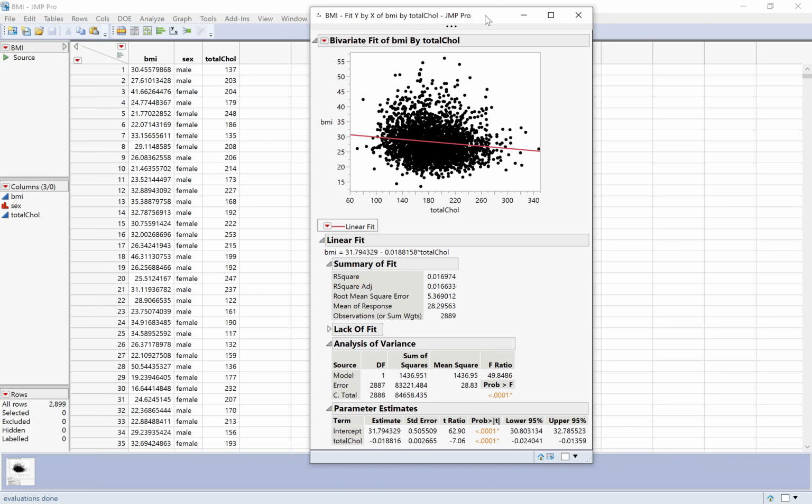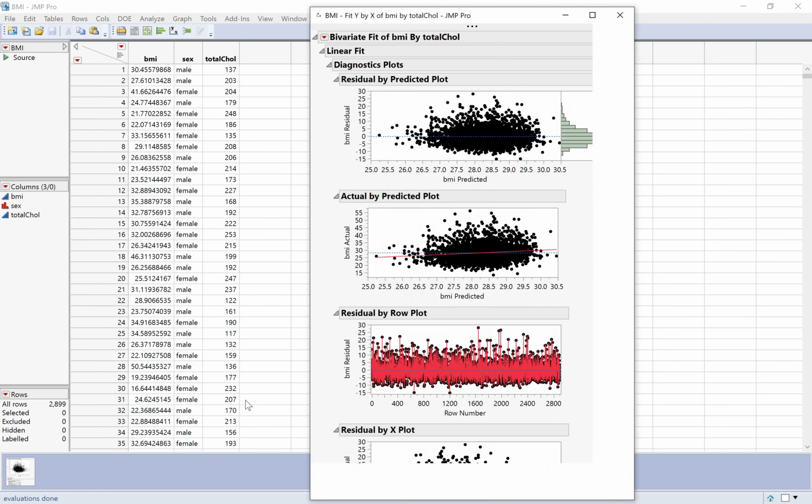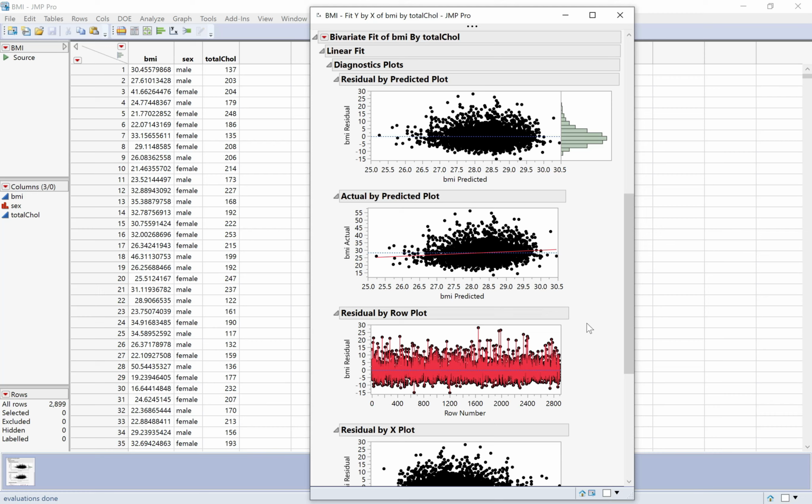Let me quickly show you how to get these residual plots in JMP. So we already have the linear regression for the BMI data just by doing Fit Y by X. We're going to go down here where it says linear fit, and we're going to go to plot residuals. And this will give us several of these graphs all at once. So let's start here at the top.